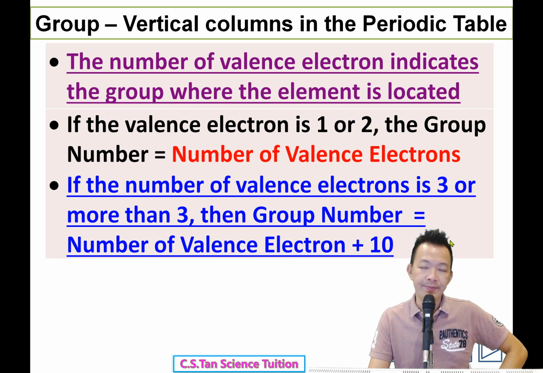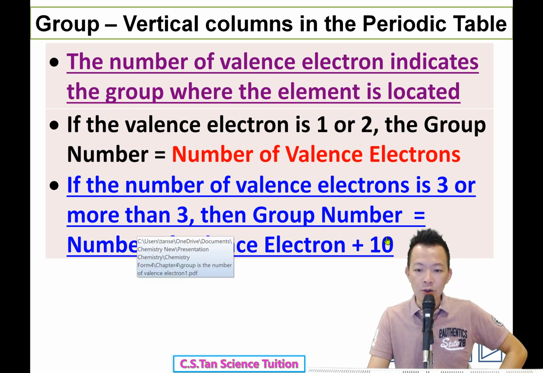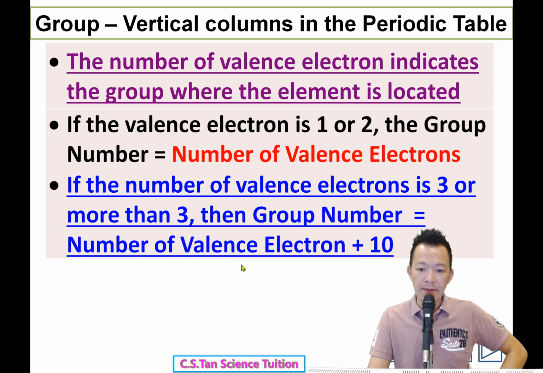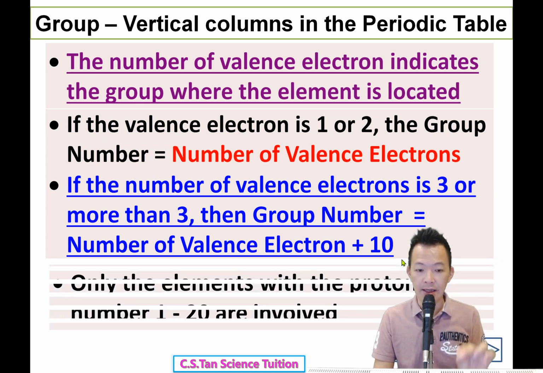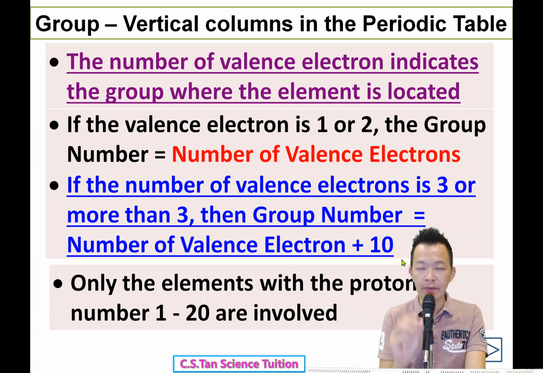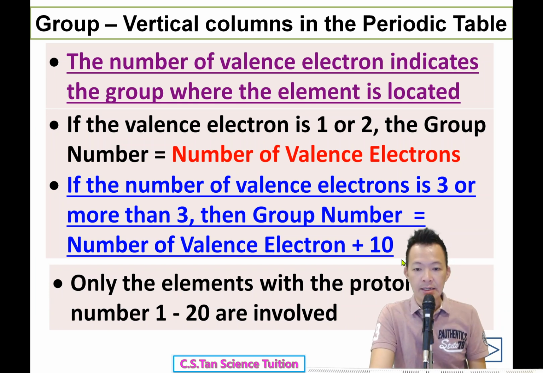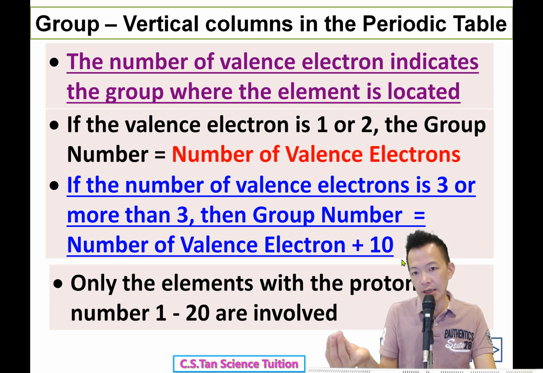And there is more. If the number of valence electrons is 3 or more than 3, then the group number is equal to the number of valence electrons plus 10. So the group number is no longer equal to 3; it equals the number of valence electrons plus 10. If this sentence is right, you must copy it. And remember, for this theory, those 3 sentences can only be applied to elements with proton number 1 to 20 only.